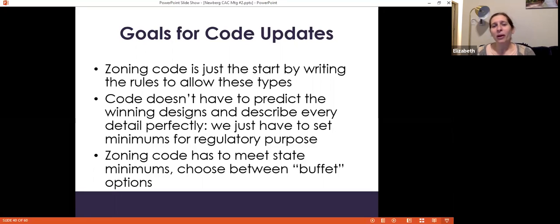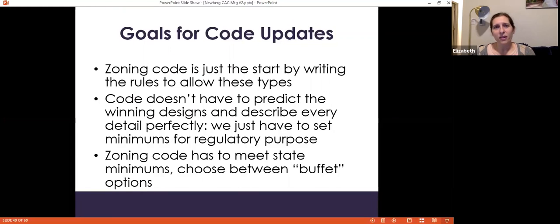Zoning code is really more about setting some minimums for regulatory purposes and making sure that all development complies with what we think are priorities. But there is a lot of flexibility in terms of what winds up getting built. And with these particular zoning code updates that we're doing, because of the state's role in middle housing, we need to make sure that we meet their minimums.